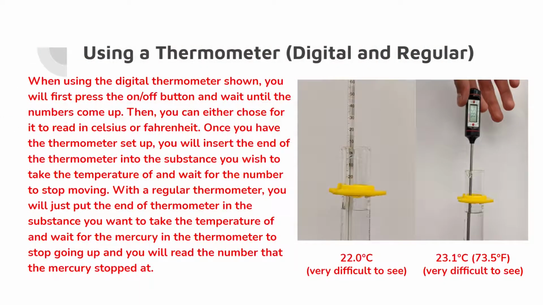Again, on the right, you will see two pictures. The one on the left is a regular thermometer that reads 22 degrees Celsius, and on the right reads currently that it is 73.5 degrees Fahrenheit, or, when converted, 23 degrees Celsius. These are two accurate measurements. These show how there are different degrees for each liquid.